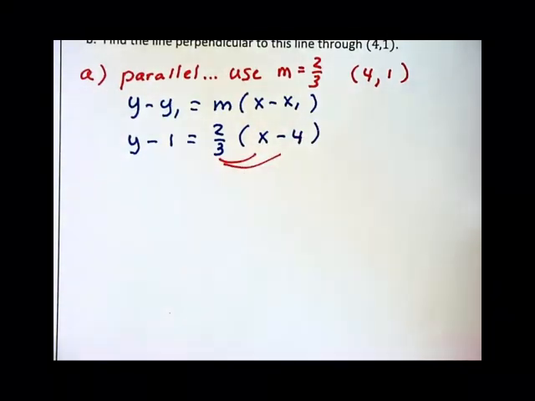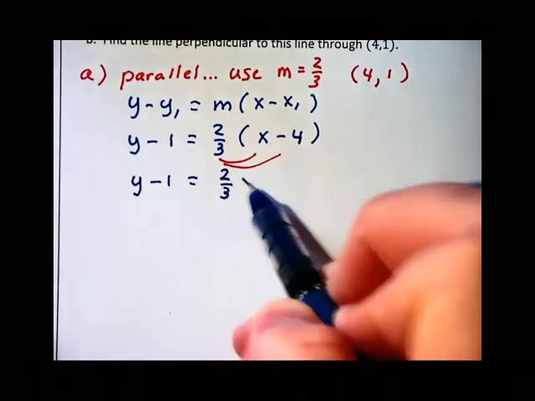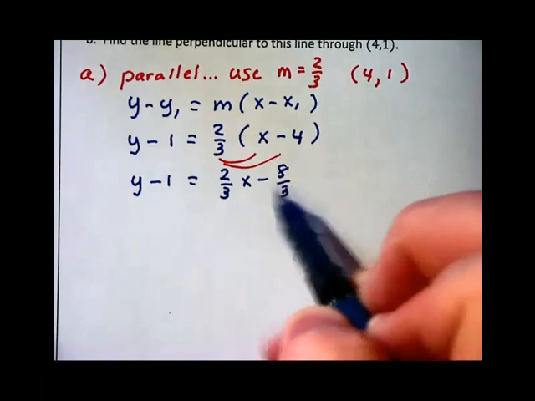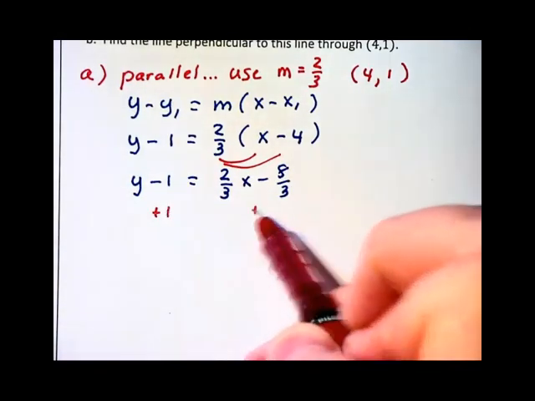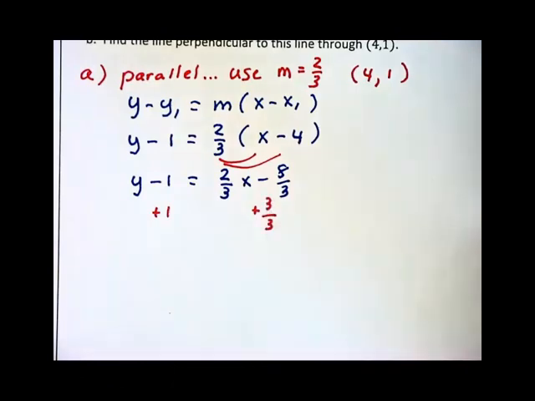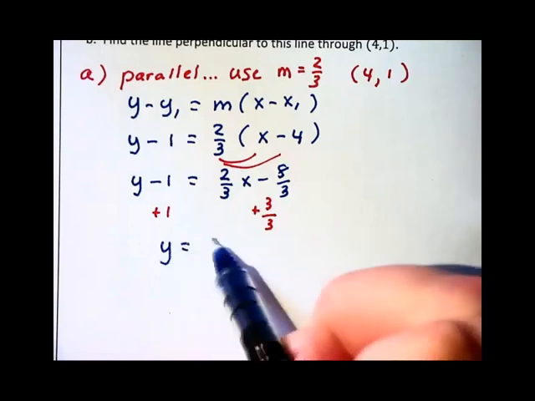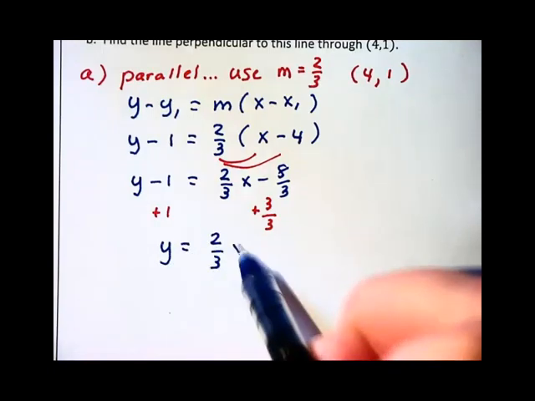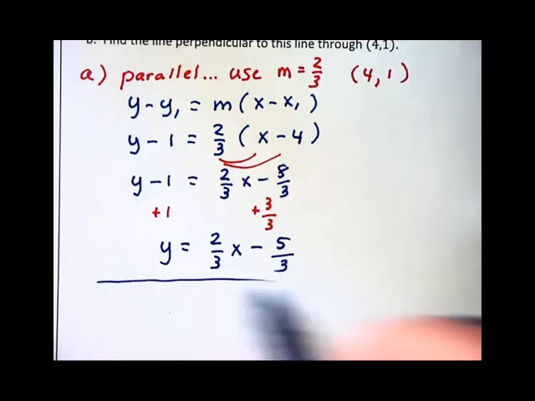Let's do some distribution here. y minus 1 equals 2/3 x minus 8/3. And then we're going to want to add 1 to both sides, but on the right I'm going to write that 1 as 3/3 so that I can have a common denominator. And we will have a final answer here of 2/3 x minus 5/3. Now that's the answer to the parallel part of the problem.